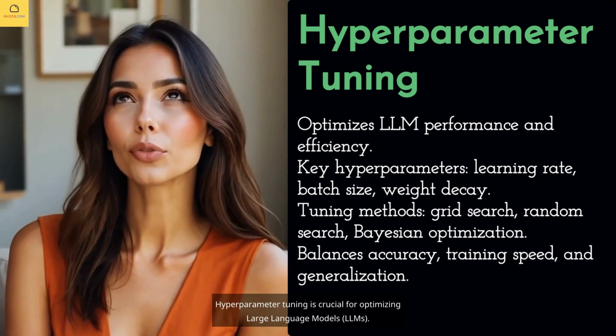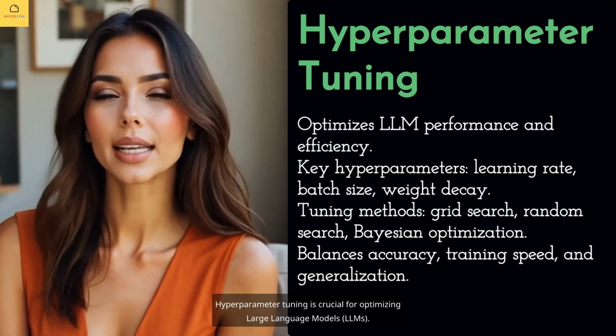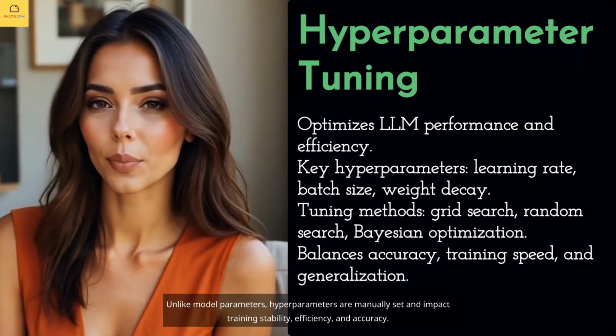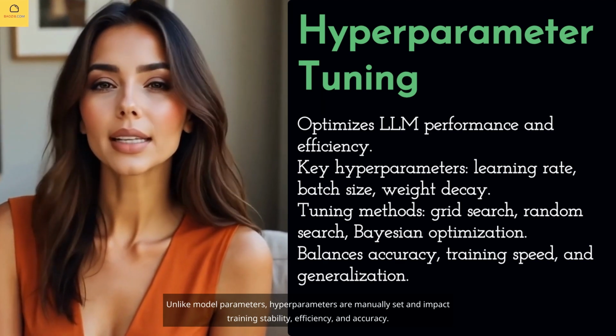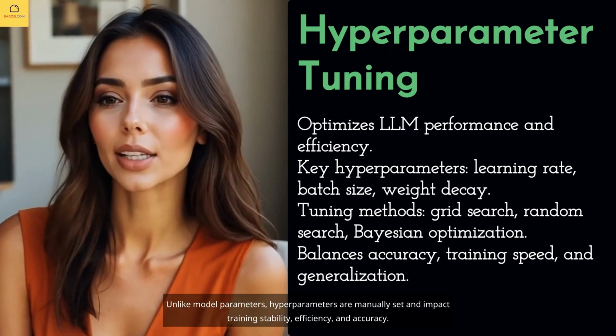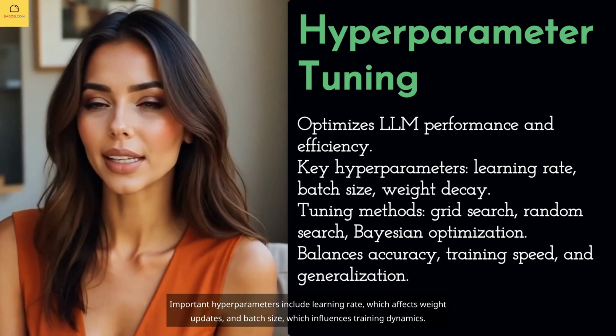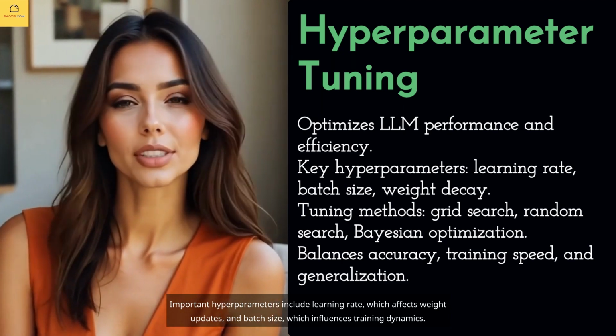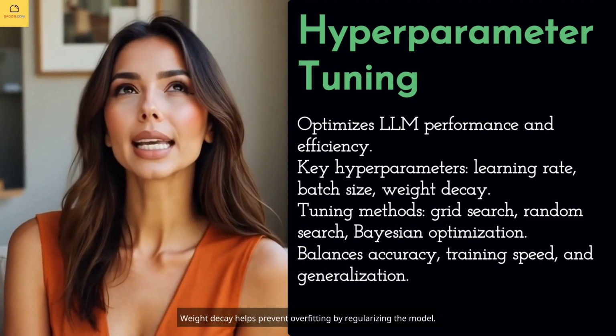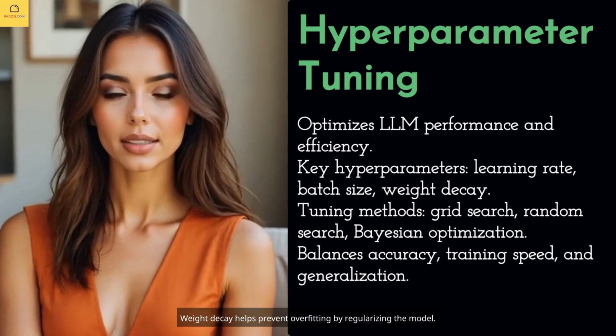Hyperparameter tuning is crucial for optimizing large language models, LLMs. Unlike model parameters, hyperparameters are manually set and impact training stability, efficiency, and accuracy. Important hyperparameters include learning rate, which affects weight updates, and batch size, which influences training dynamics. Weight decay helps prevent overfitting by regularizing the model.